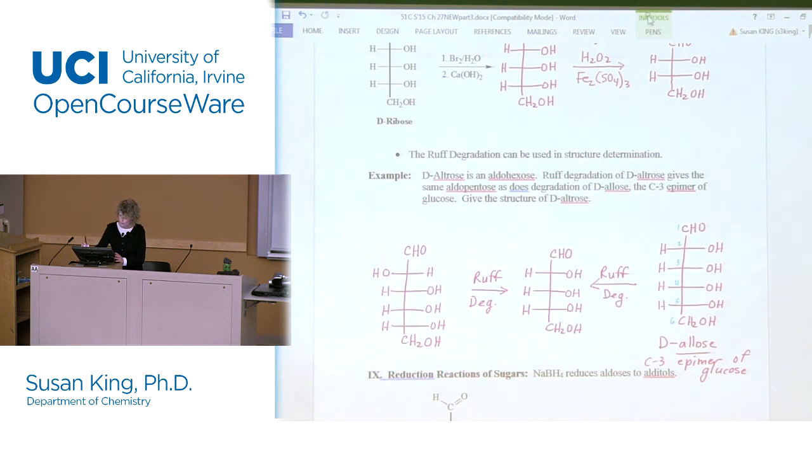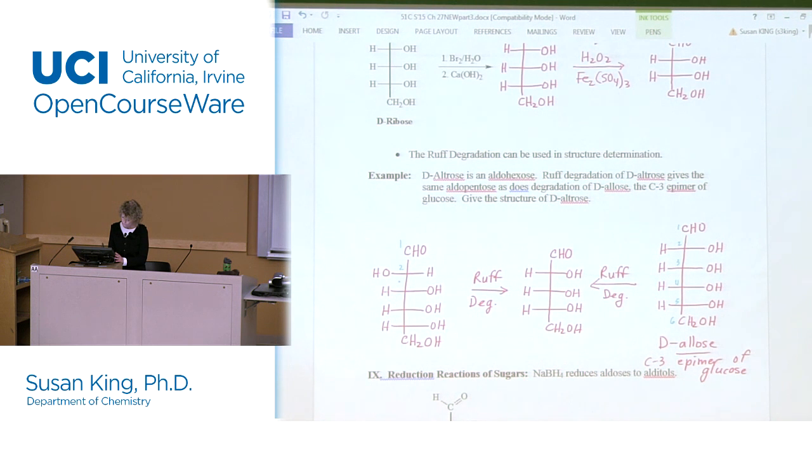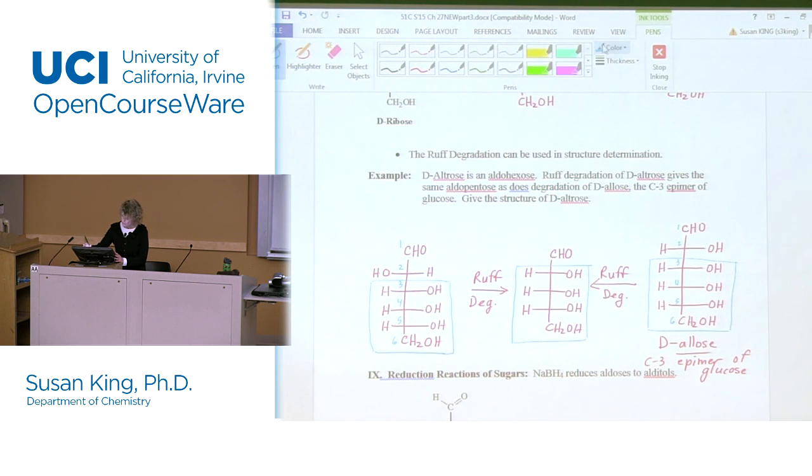So what we're seeing here is that, let's number this. When we do a Ruff degradation, this part of the molecule stays exactly the same. So let's draw a square around that part of the molecule staying exactly the same. And so that means that this part of the molecule is staying exactly the same. So it means that this is D-altrose.